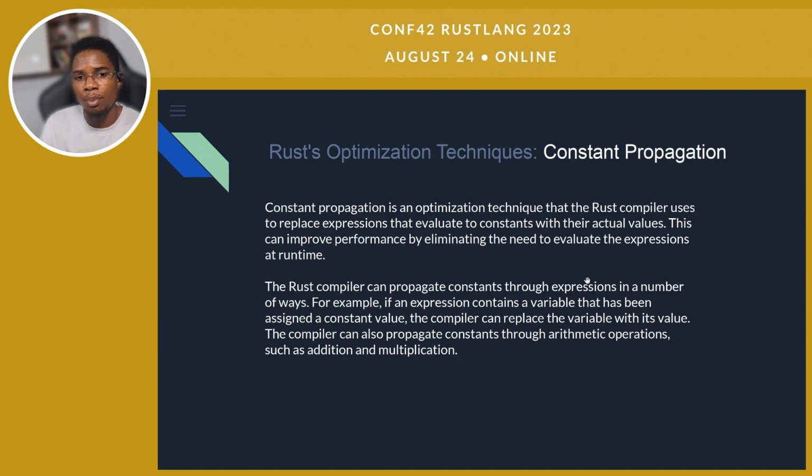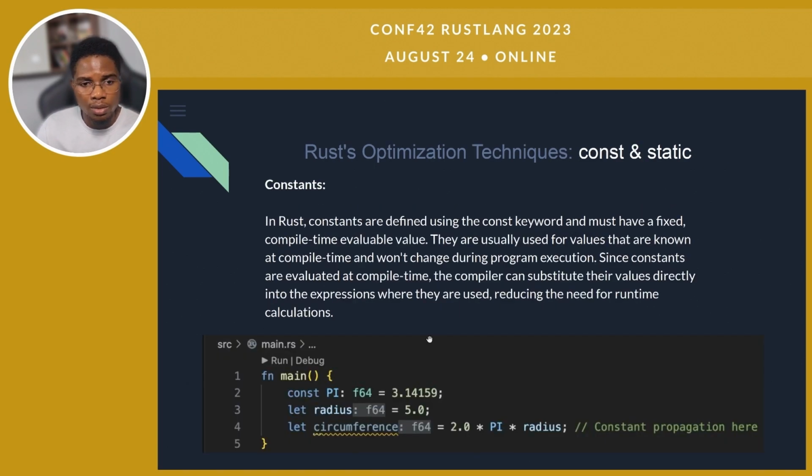The Rust compiler can propagate constants through expressions in a number of ways. For example, if an expression contains a variable that has been assigned a constant value, the compiler can replace the variable with its value. The compiler can also propagate through arithmetic operations such as addition and multiplication. For instance, in this program, if you use a const pi, you are telling the compiler that this is a constant value, and it will basically propagate this value into this place.